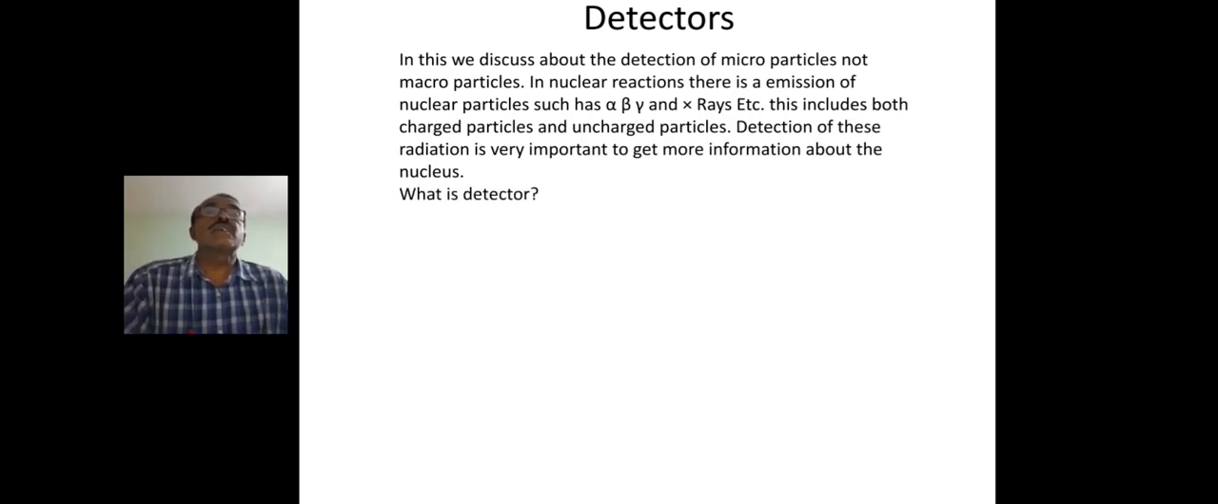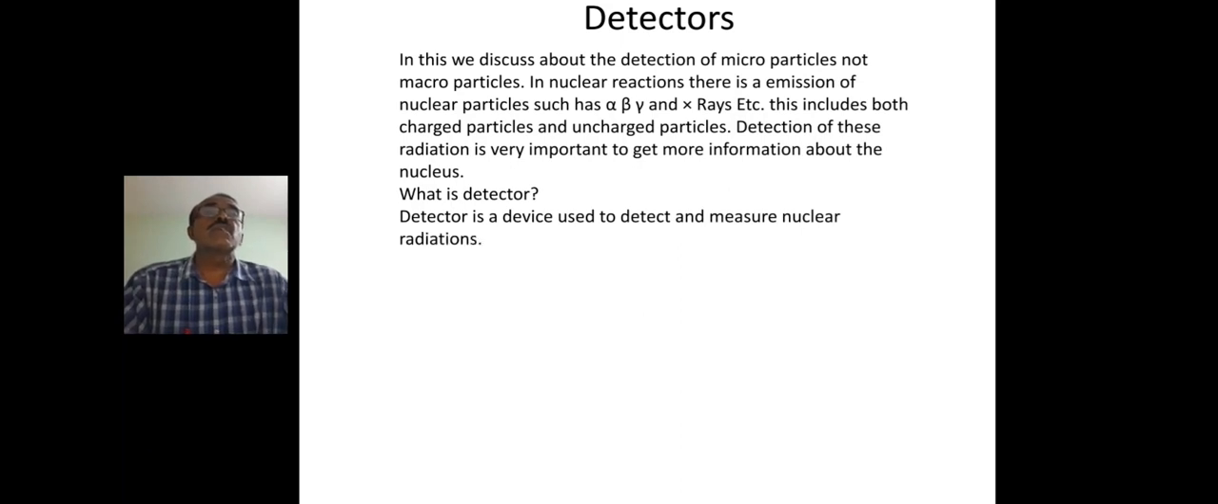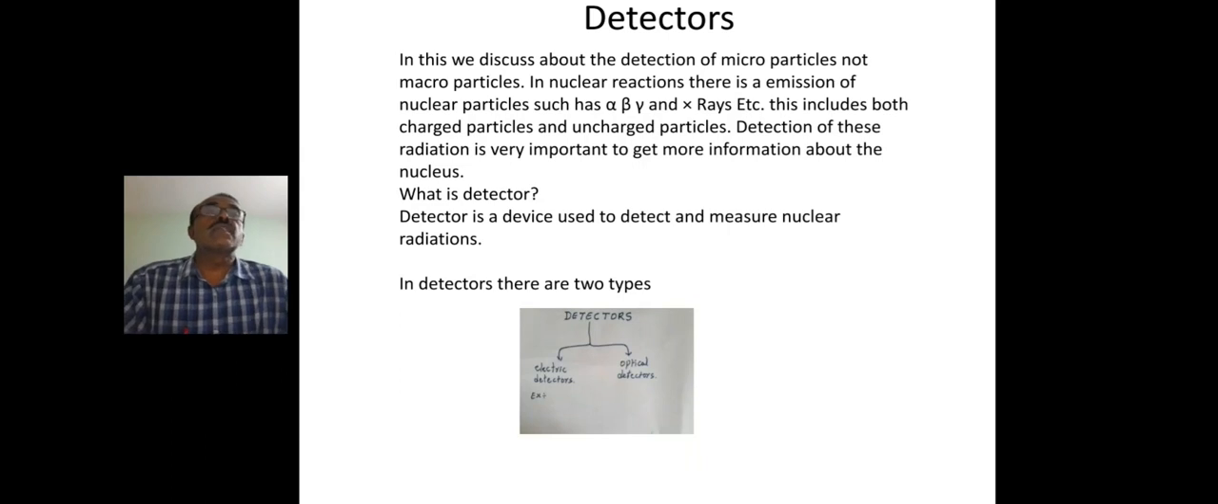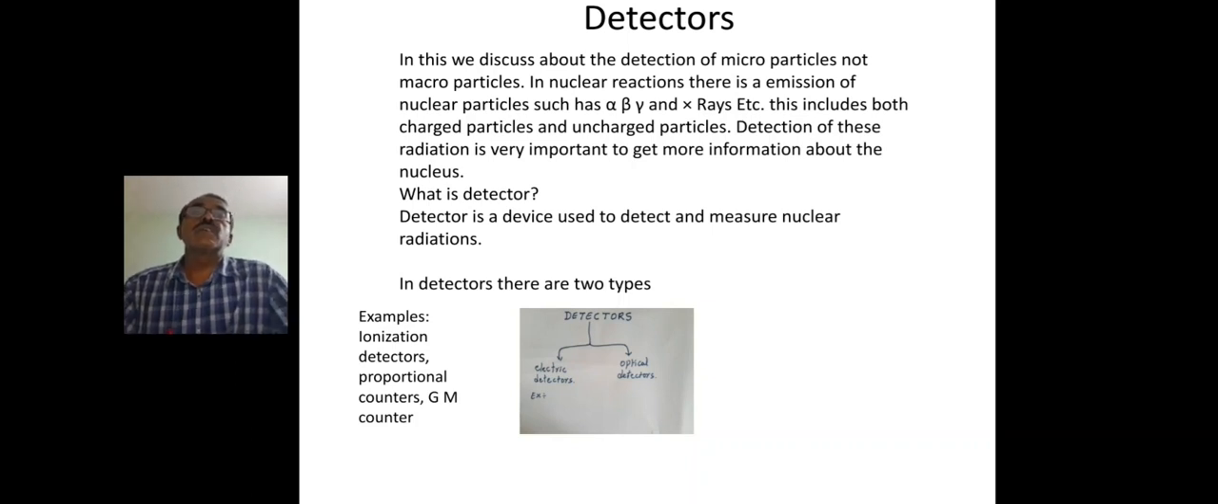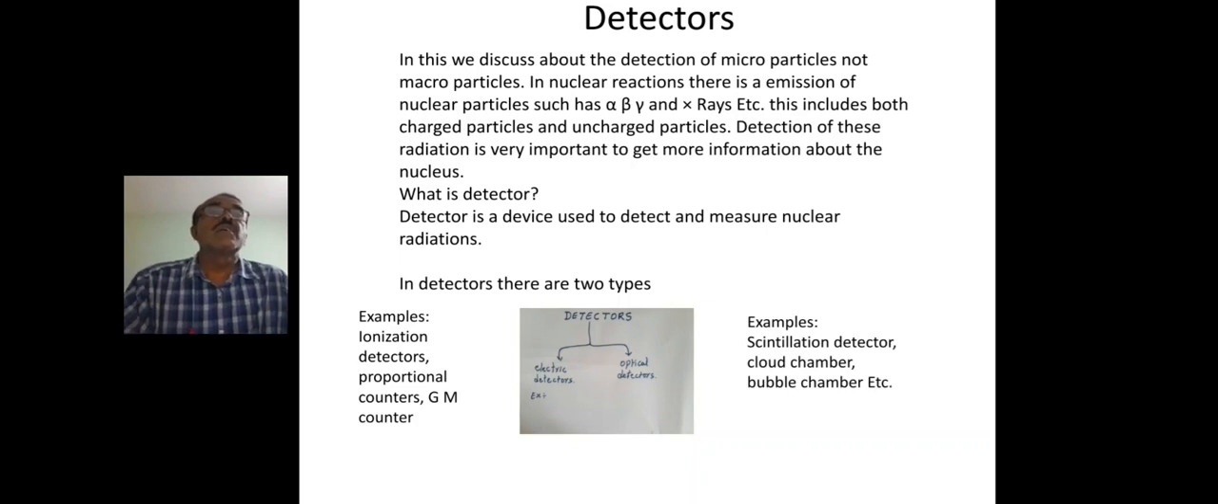What is a detector? A detector is a device used to detect and measure nuclear radiations. There are two types of detectors: one is the electronic detector, another is the optical detector. Examples of electronic detectors are the ionization chamber, proportional counter, GM counter, etc. Examples of optical detectors are the scintillation detector, cloud chamber, bubble chamber, etc.